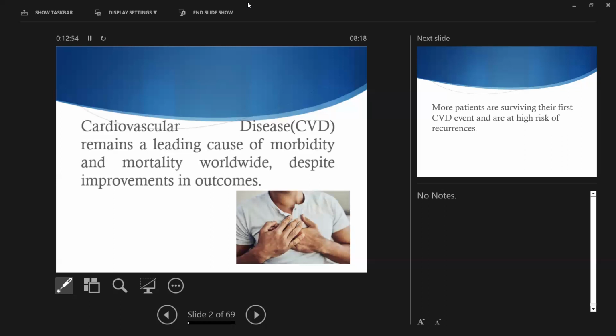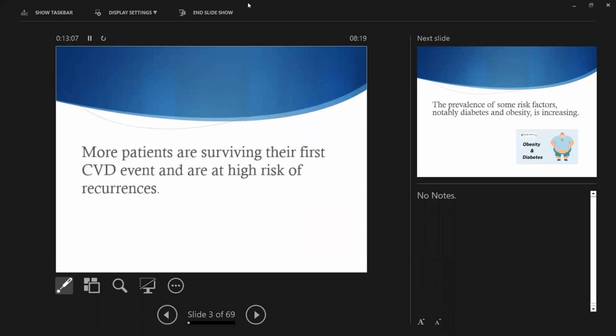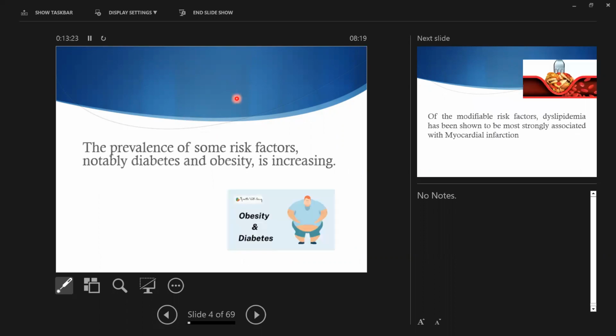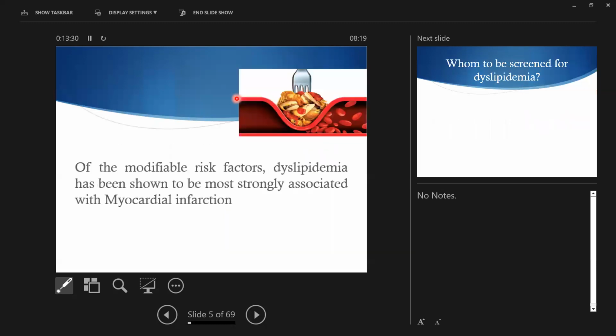Mainly, it's important to our specialty because cardiovascular disease remains a leading cause of morbidity and mortality worldwide, despite improvements in the outcome because of newer medicines and interventions. Because of newer treatment modalities, more patients are surviving their first cardiovascular event, but they are at an increased risk of recurrence. So that is the importance of secondary prevention. The prevalence of some of the risk factors, notably diabetes and obesity, is increasing. And of the modifiable risk factors, dyslipidemia has been shown to be the most strongly associated with myocardial infarction.